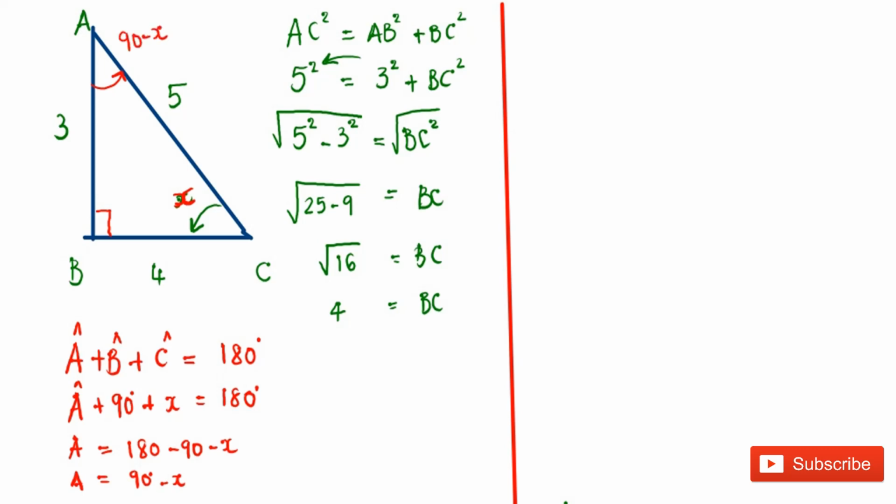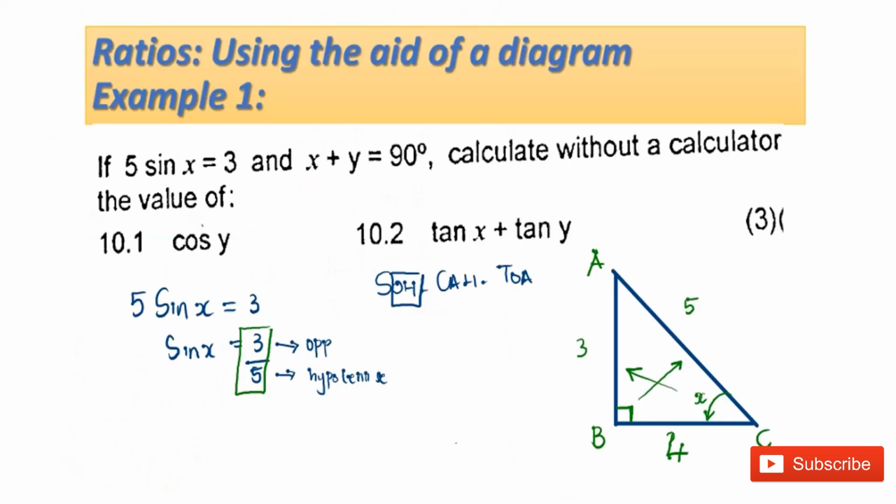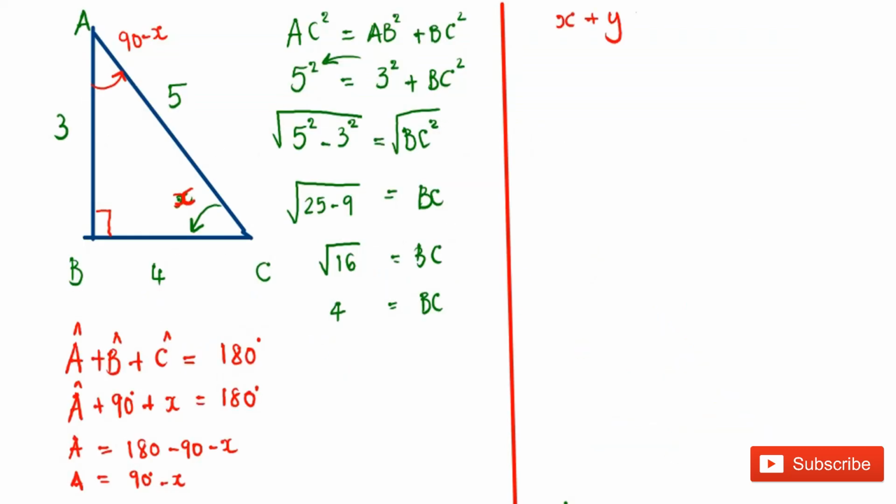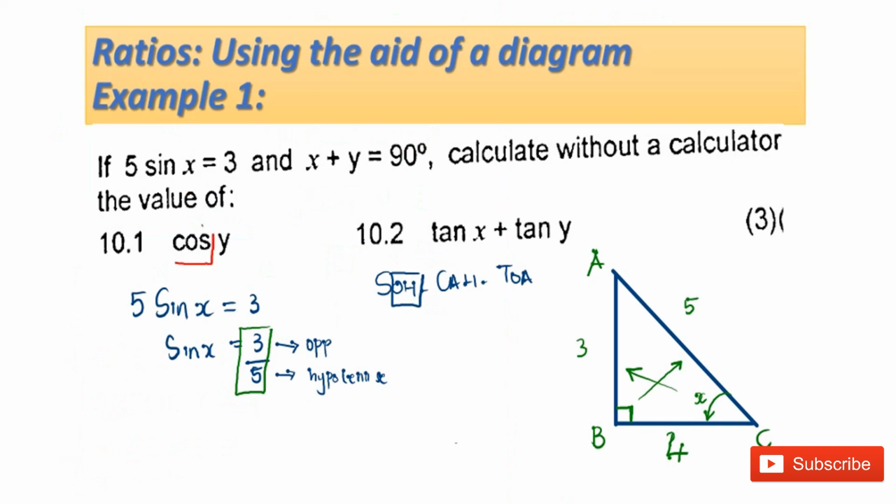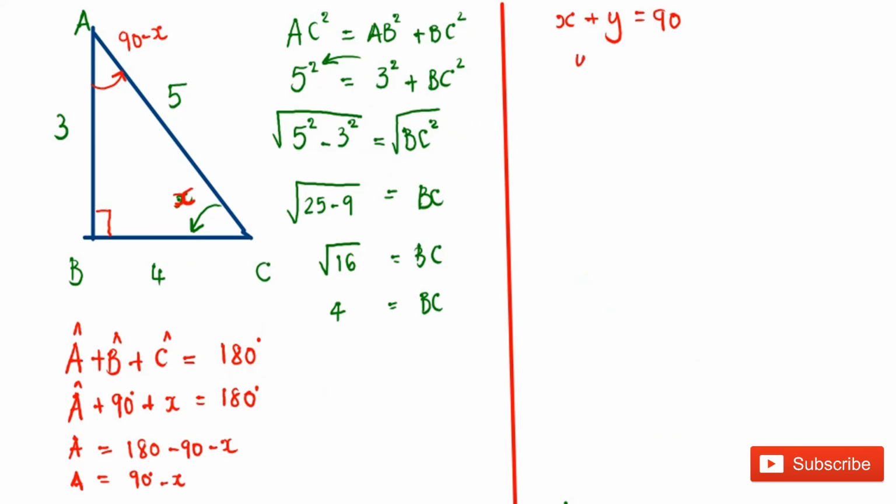But how is that going to help us in terms of the additional information that is given? We are told that x plus y is equal to 90 degrees. We want to be able to define cos in terms of the angle y. So using this equation, we need to isolate the y. If you isolate the y, y is equal to 90 degrees minus x. And what do we see here? We've got 90 minus x here, and we've got y, which is equal to 90 minus x there. So that tells us that the angle A is equal to y.